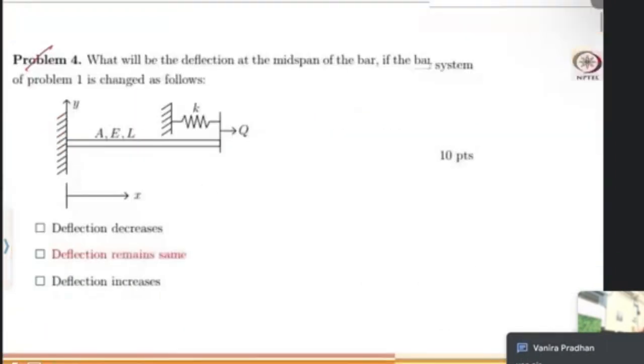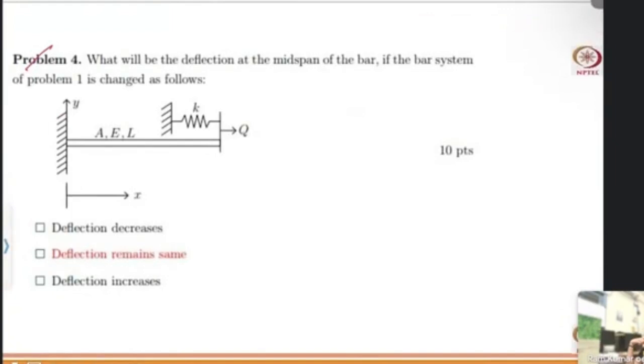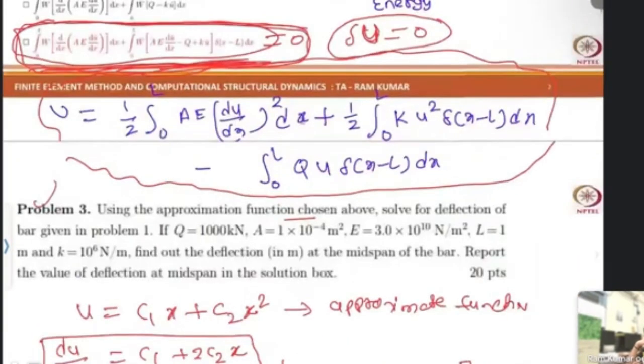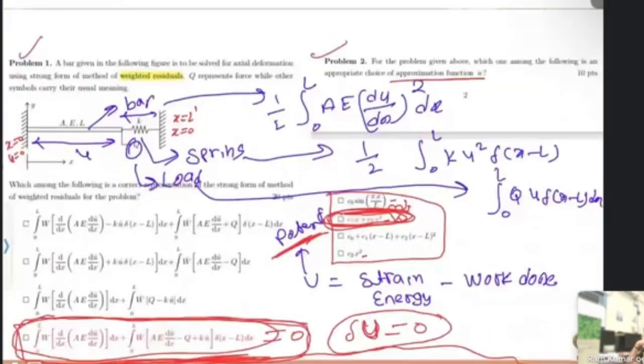Then similarly in fourth problem, what they are saying, what will be the deflection at the mid-span of the bar if the bar system of problem one change as follows. Okay, what they are saying, like initially we are having like this. This is having bar, and this is connected with the spring, and again it fixed here. So this is having A, E, L. This is a Q, pushing by Q.